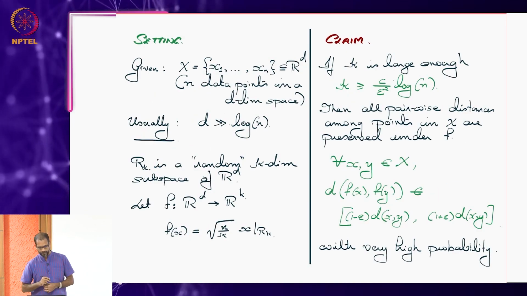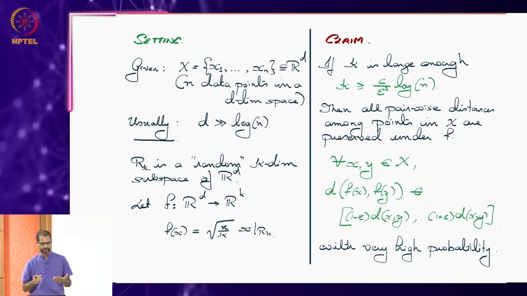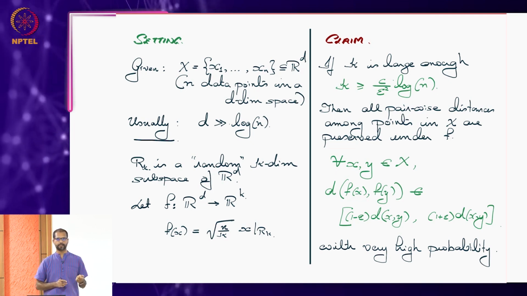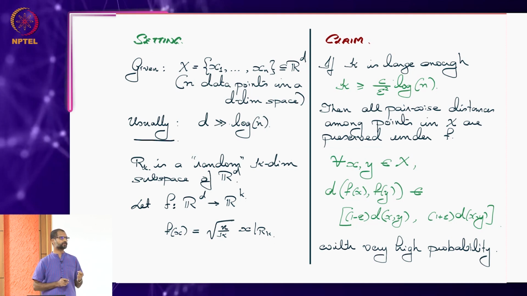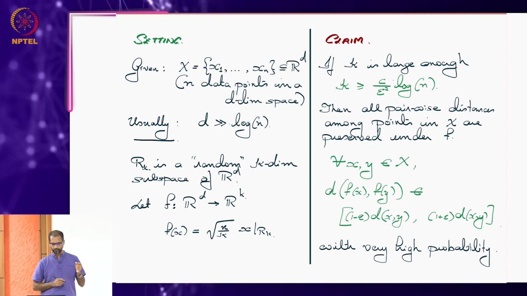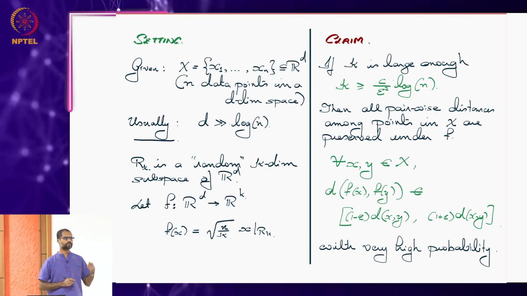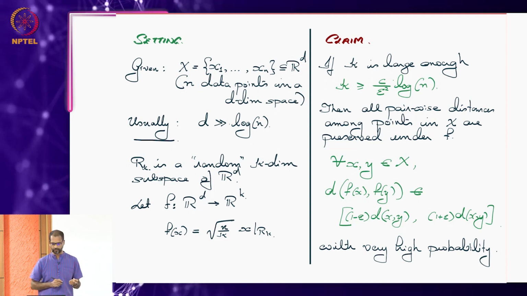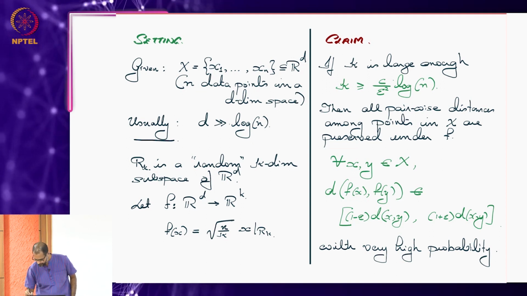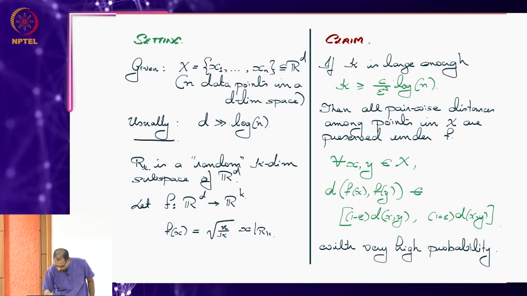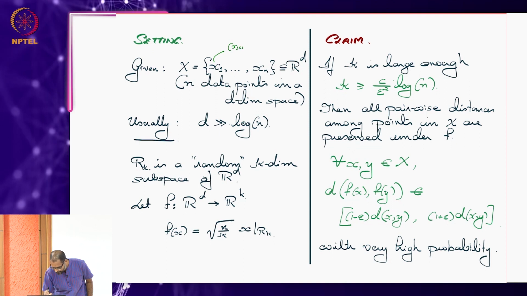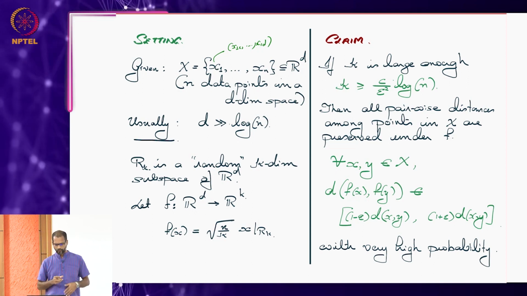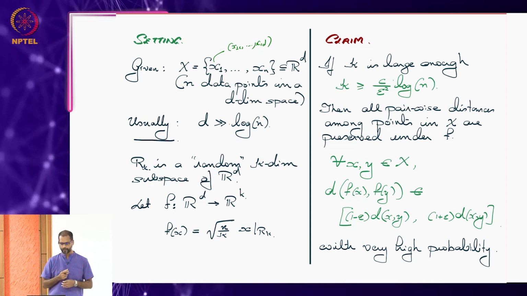So, the initial setting remains the same as yesterday. You have n data points x1 to xn in a d-dimensional space. I will stick to the same symbols we used last time. Each x1, remember, is a vector. x1 is not a scalar, x1 is already something like x11, x12, up to x1d. It is itself a d-dimensional vector. You have n such d-dimensional vectors.